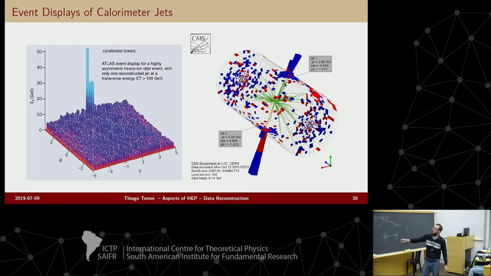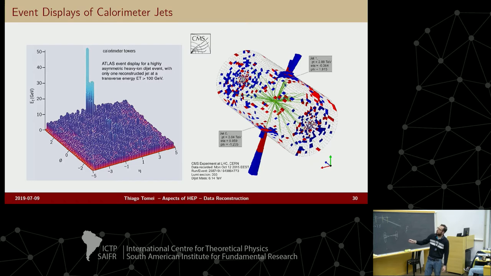Here's what I mean by calorimeter jets. I'm not completely sure, but I think each of these is a crystal, and the height and the color are related to the energy deposited in that crystal. This is ATLAS. And you see here a jet. See? This is eta, and this is phi. And you see here that a lot of particles deposit their energy together. This is a jet. And here you have a di-jet event in CMS.